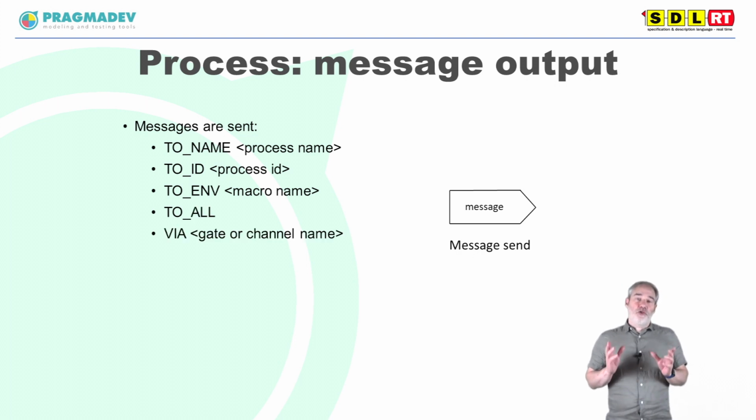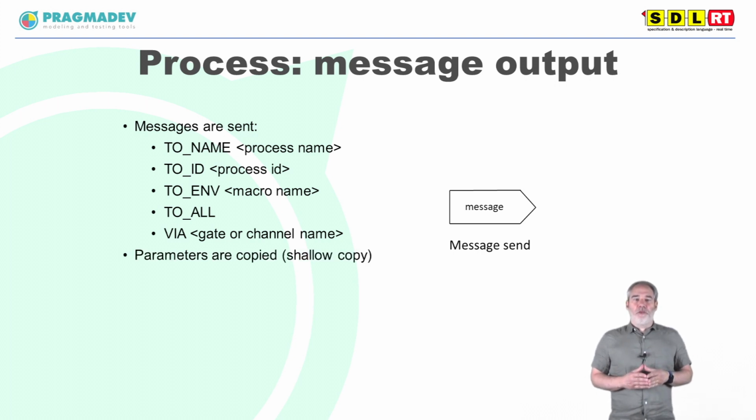If the message should follow a specific path, it is possible to specify the name of the gate or the name of the channel the message should go through. The parameters of the message, if any, are copied to the receiving process. That is why the receiver should have the corresponding variables declared to receive the value of the parameters.